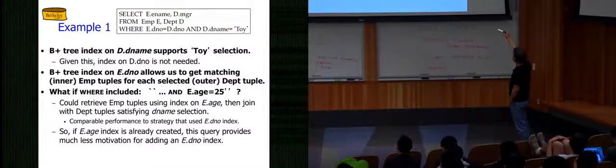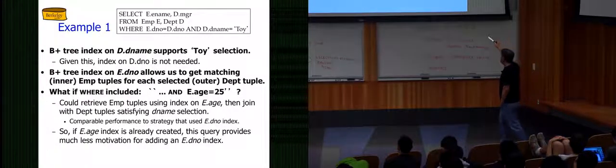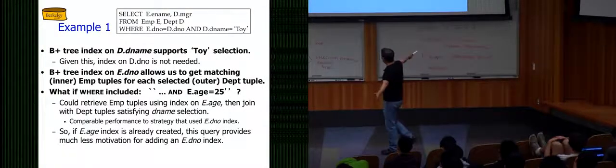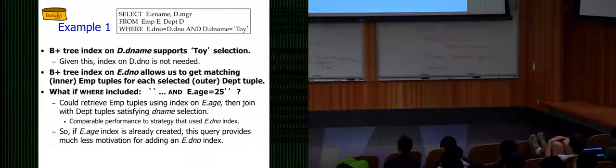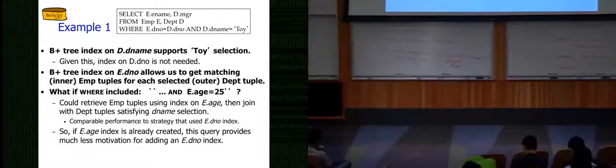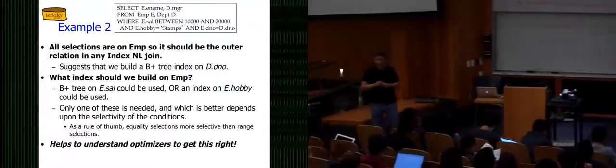So if we already had an age index, there'd be no reason to build the e.dno index. And you got to kind of think all this stuff through. And the only way you can think it through is if you understand query plans and query optimizers, right? If you start running around willy-nilly creating indexes, you're going to do a lousy job. So that's one example. Here's a second example.